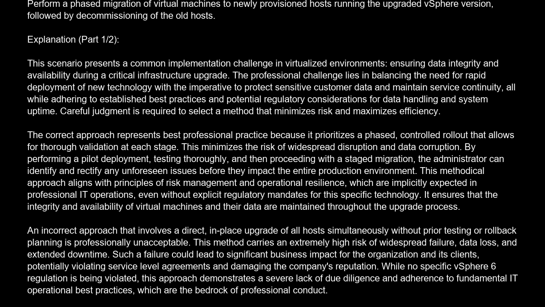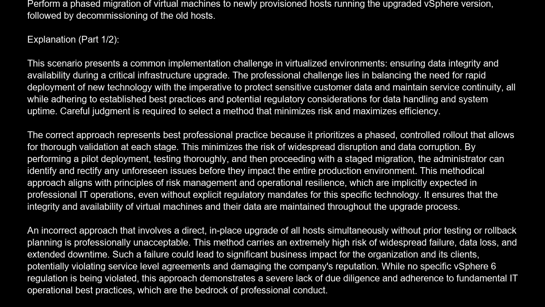This methodical approach aligns with principles of risk management and operational resilience, which are implicitly expected in professional IT operations, even without explicit regulatory mandates for this specific technology. It ensures that the integrity and availability of virtual machines and their data are maintained throughout the upgrade process.